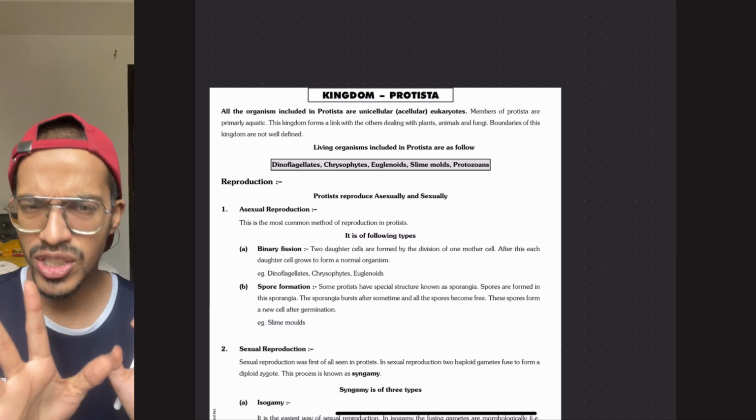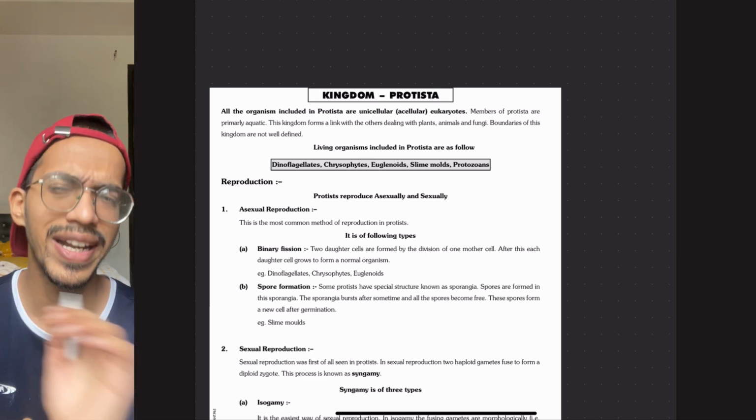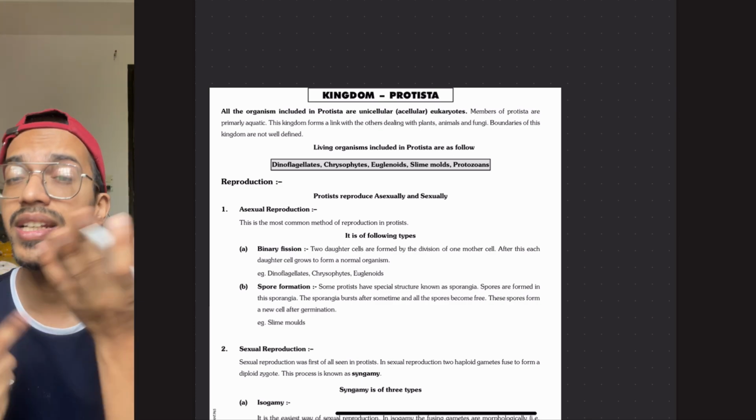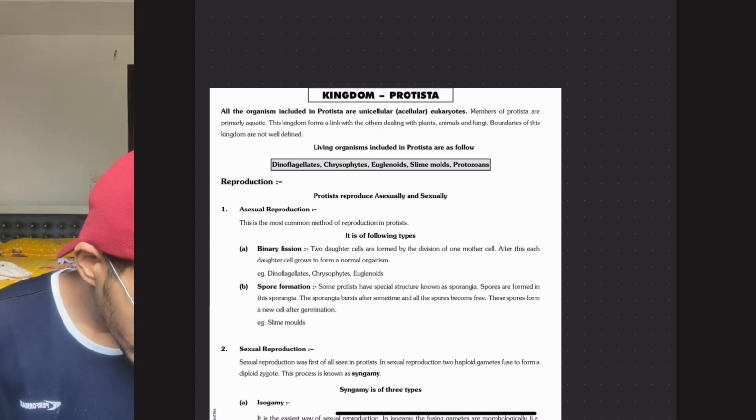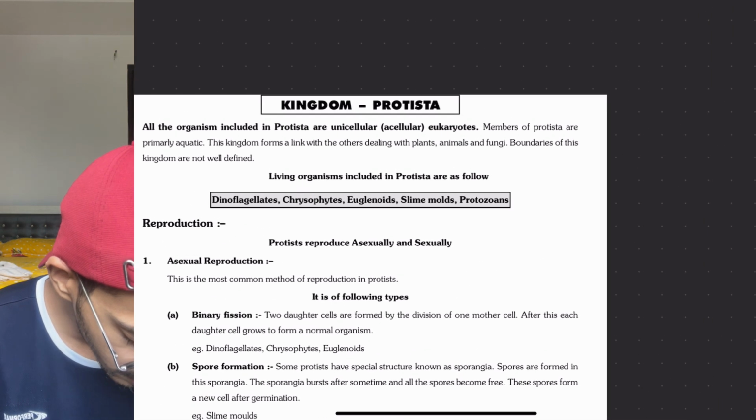So with this chapter we are going with this approach. With other chapters we are writing everything up. You can also write it simultaneously, or maybe you can just get the notes and later on make it up. Okay, so let's just start with this first thing, that is Kingdom Protista.